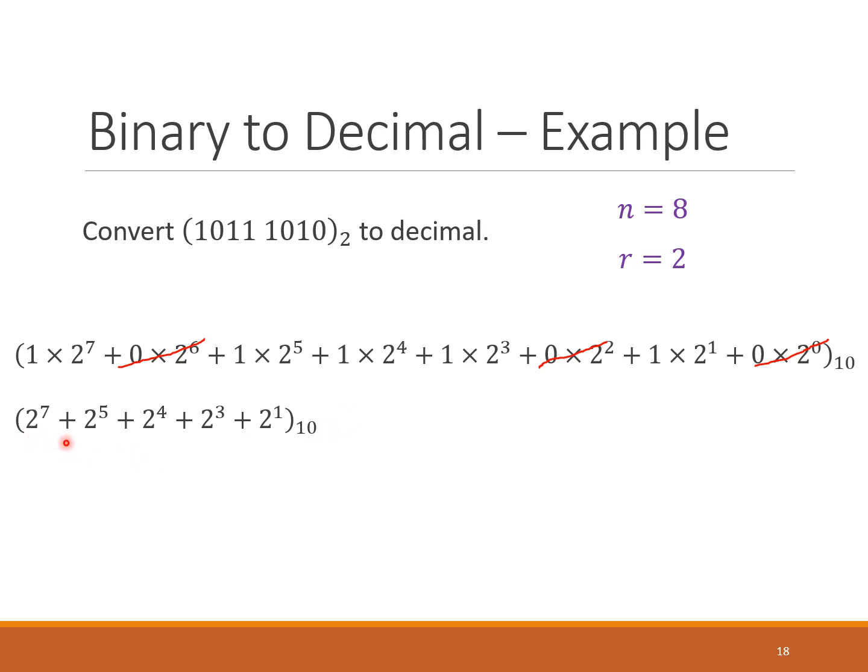So now we just evaluate this in the calculator. We get 2 to the 7th is 128, 2 to the 5th is 32, 2 to the 4th 16, 2 to the 3rd 8, 2 to the 1 is 2, and now we just add it, and our final answer then is that our decimal equivalent to that binary number is 186.